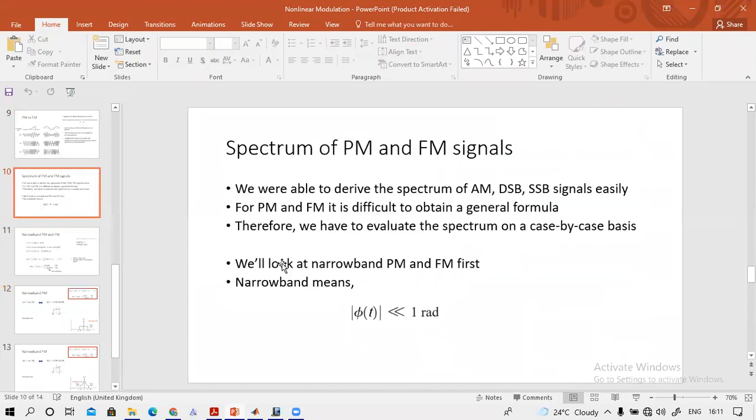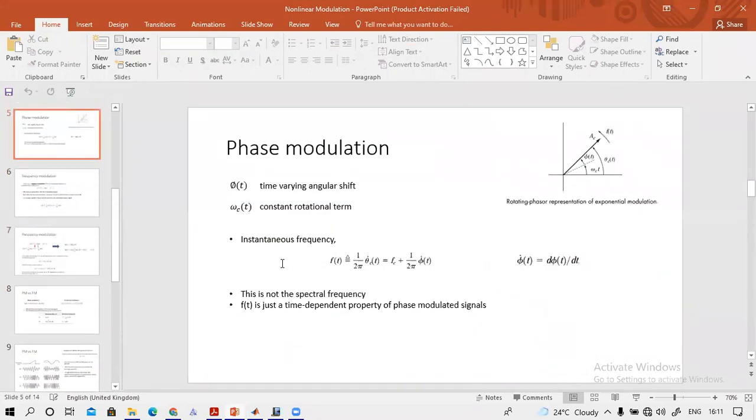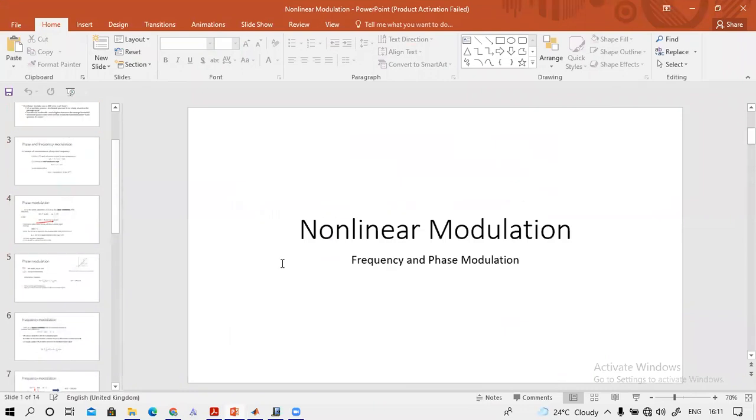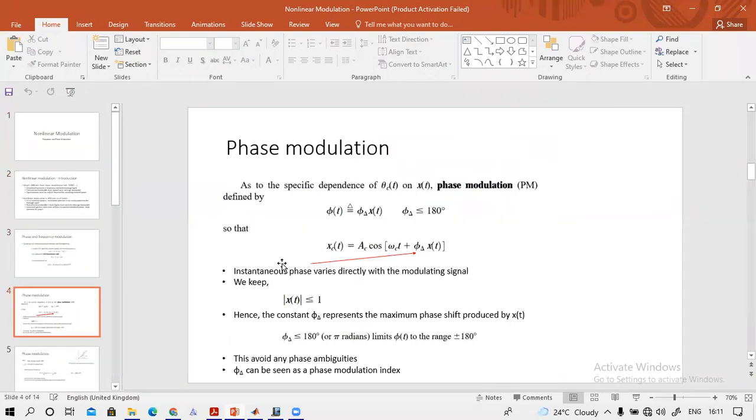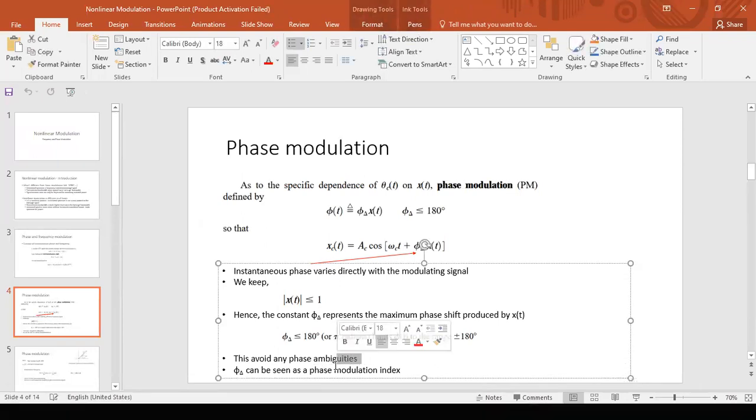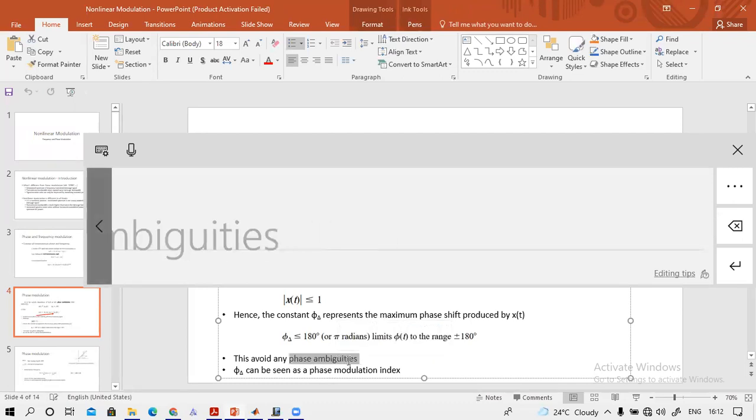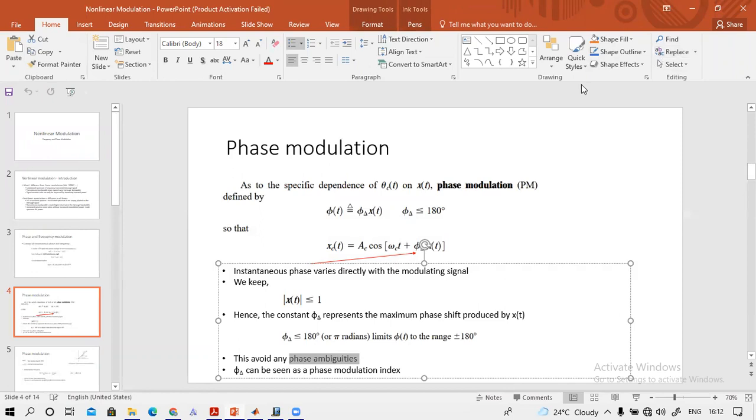This is in your lecture note. To avoid these ambiguities, it is called phase ambiguity. I don't know the meaning of that word, but anyway, that leads to that problem.